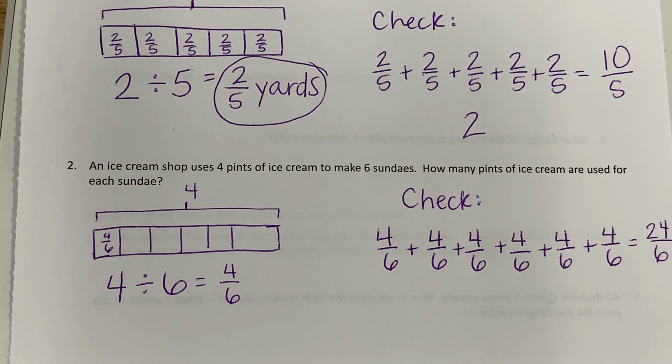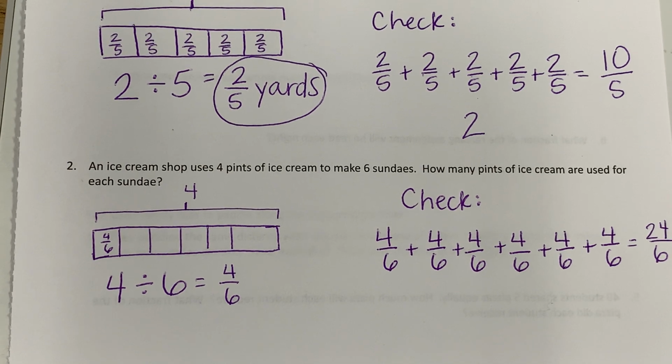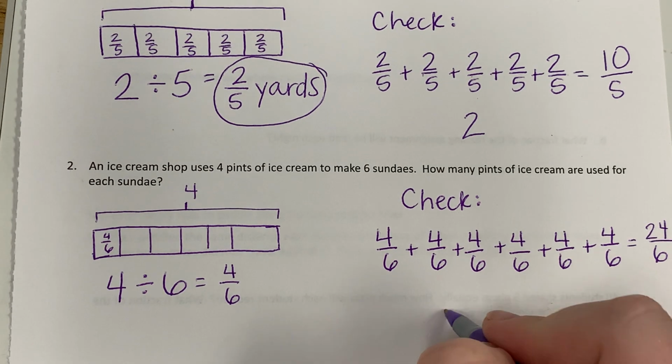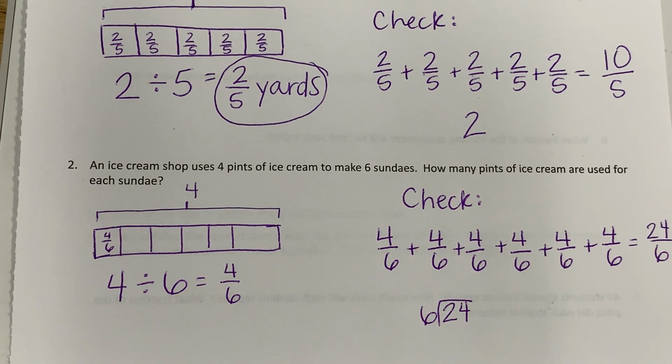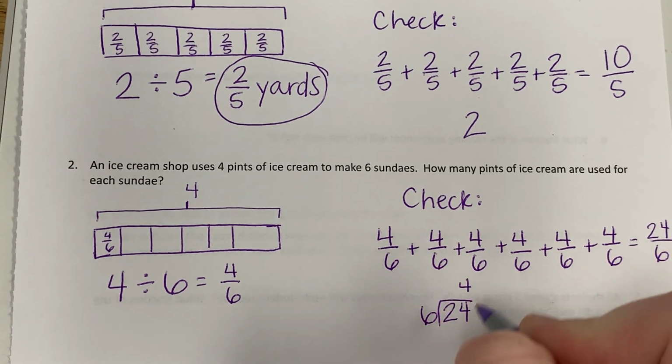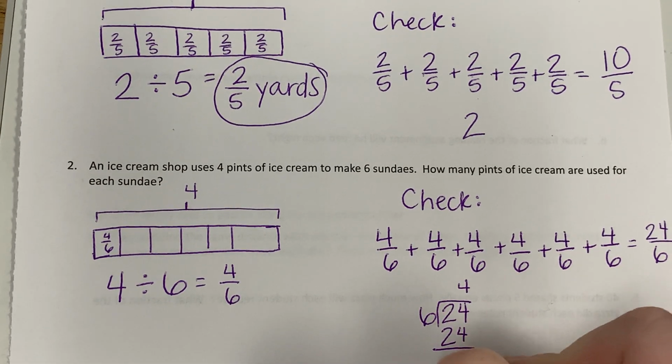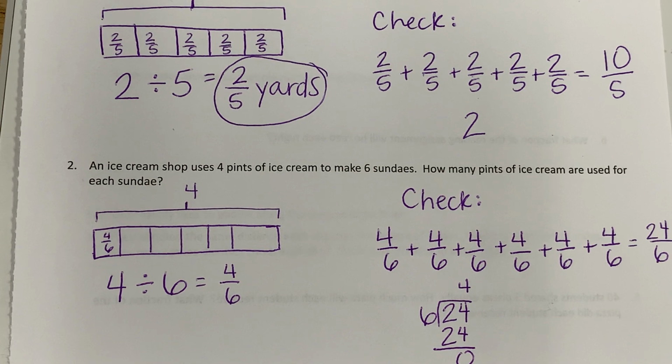Now if we were to do that, change that improper fraction, what would go inside and what would go outside? Yep, 24 would go inside. 6 would go outside. How many times can 6 go into 24? 4 times. Were we correct? So how much is each sundae going to get?